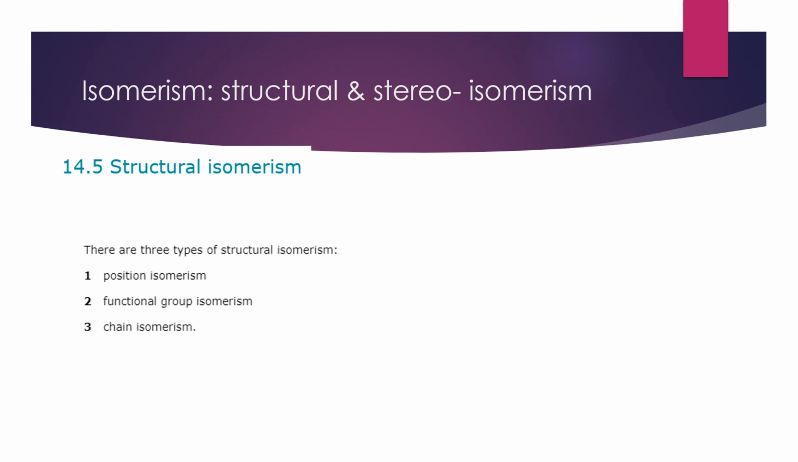There are two types of isomerism. The first is structural isomerism. The second is stereoisomerism. For structural isomerism, there are three types. The first is position isomerism, where the difference is in the position of the functional group.